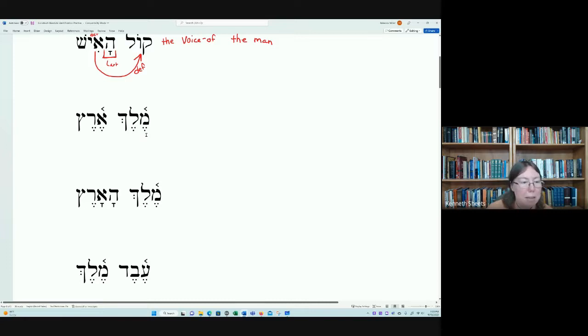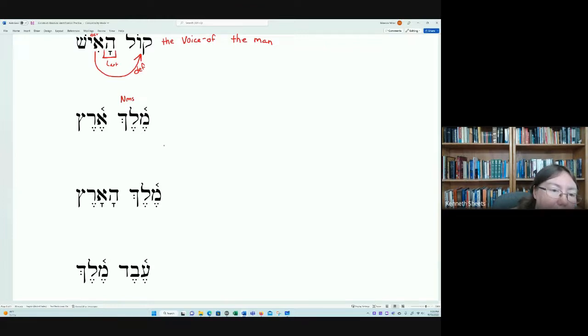Same thing here, melek eretz. So melek would be a noun, masculine singular. It is followed by another noun, so I know it's going to be construct. And then we have eretz, which is a noun, feminine singular, and it is absolute here. But notice it is indefinite. It does not have the article. It's not a proper name. It's not a pronoun, which means as well that melek is also going to be indefinite. So this then, we would say king of land, but because eretz is indefinite, a king of a land.